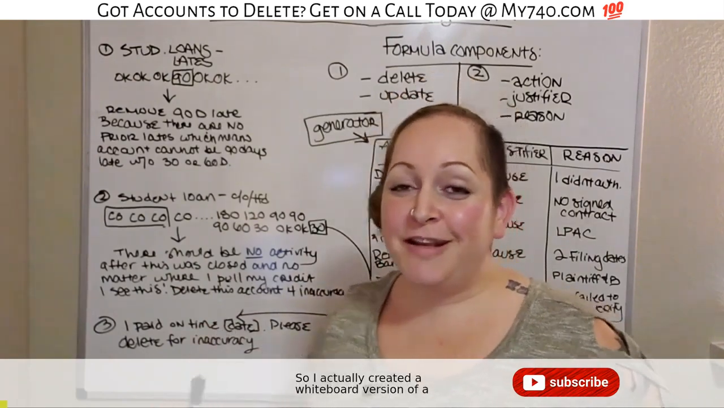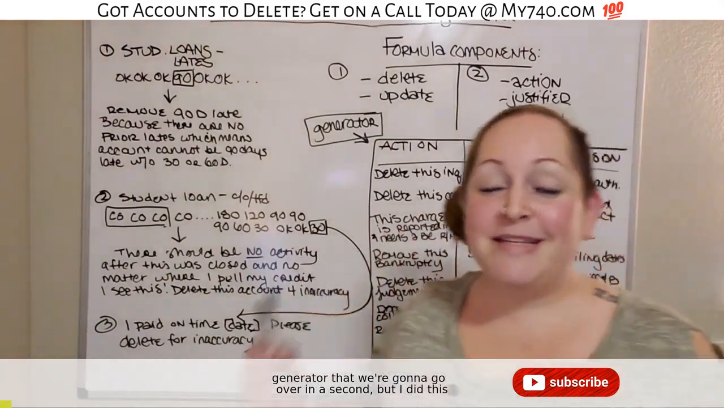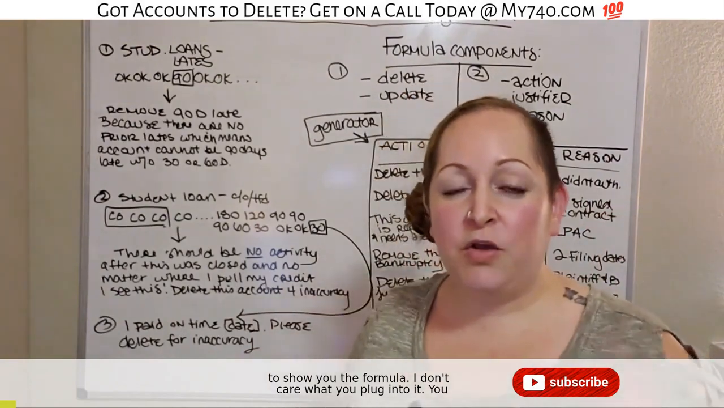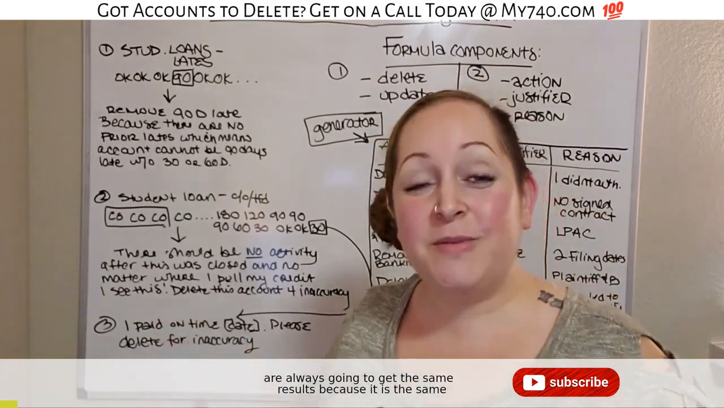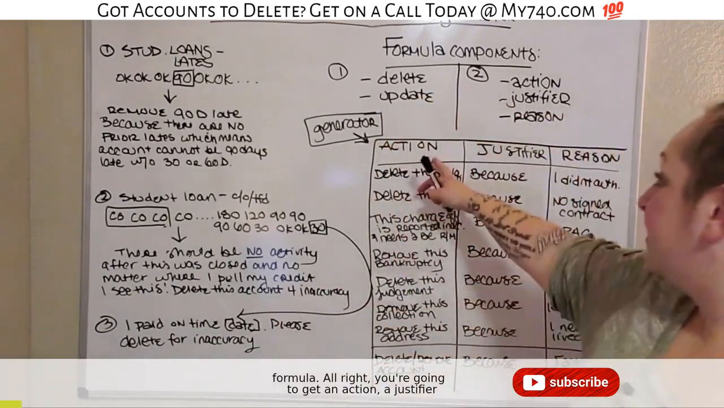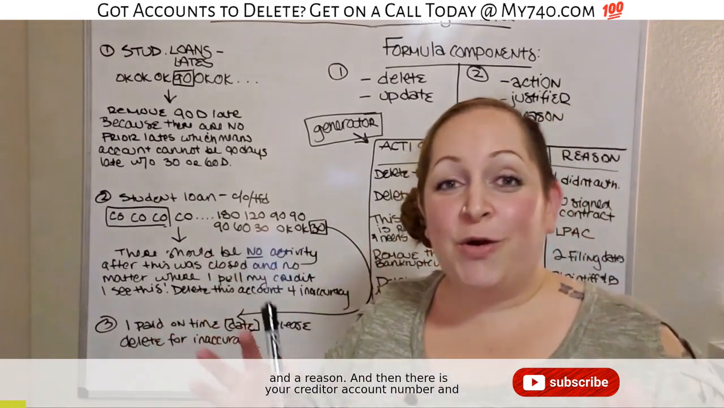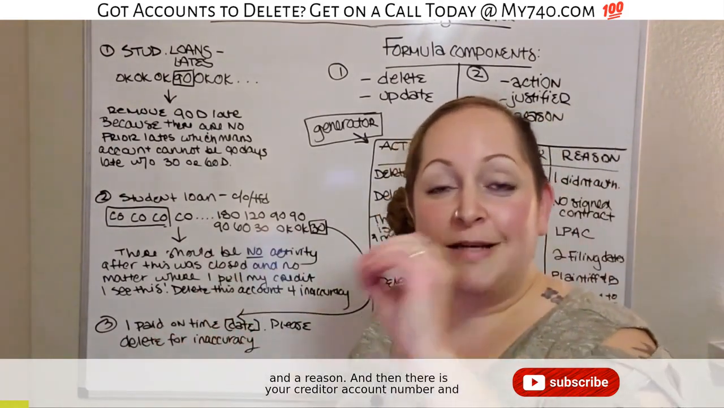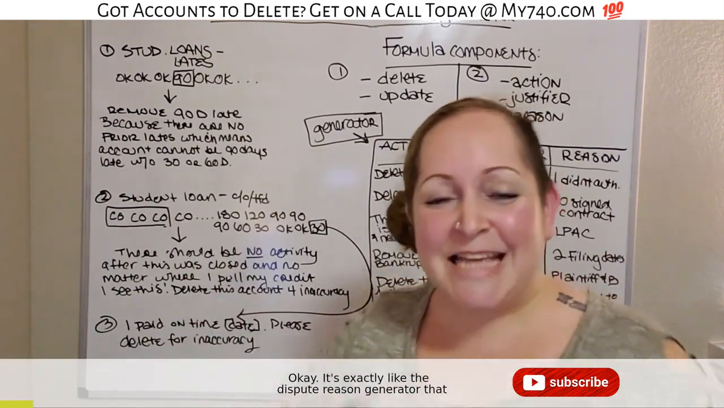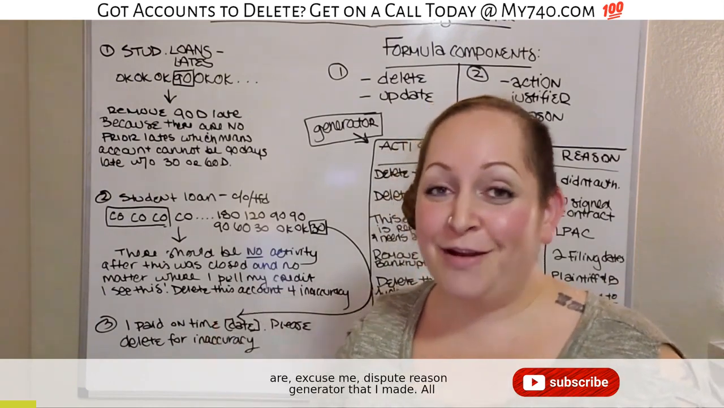So I actually created a whiteboard version of a generator that we're going to go over in a second, but I did this to show you the formula. I don't care what you plug into it, you are always going to get the same result because it is the same formula, all right? You're going to get an action, a justifier, and a reason, and then there is your creditor, account number, and dispute reason. Very simply put it onto your dispute letter, okay? It's exactly like the dispute reason generator that I made, all right?